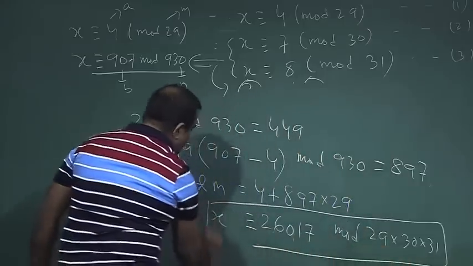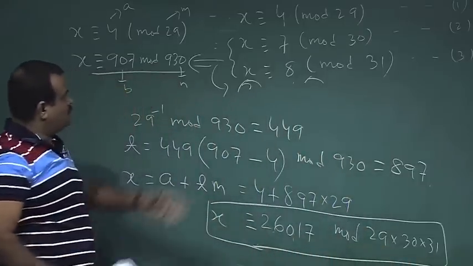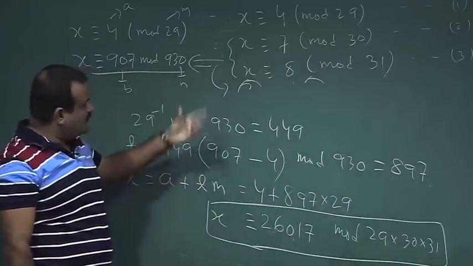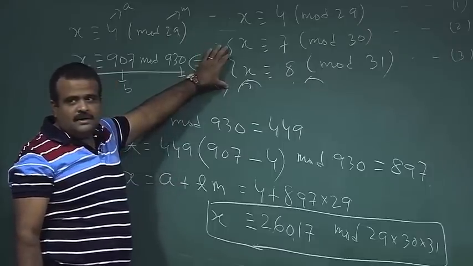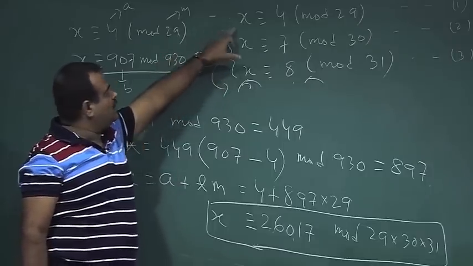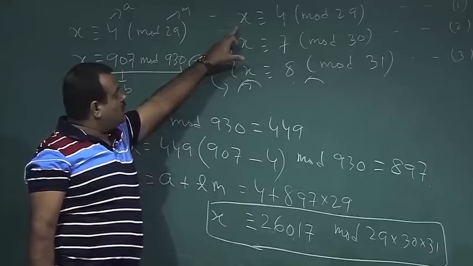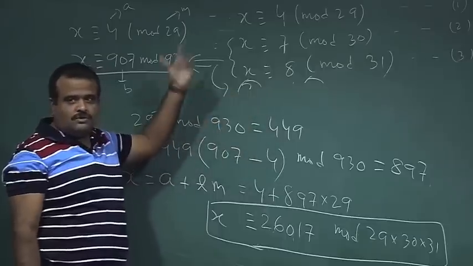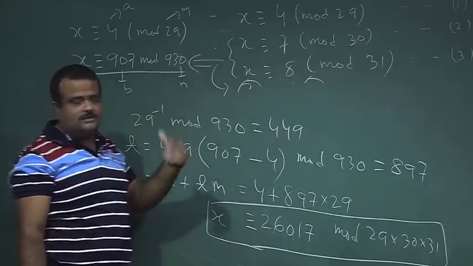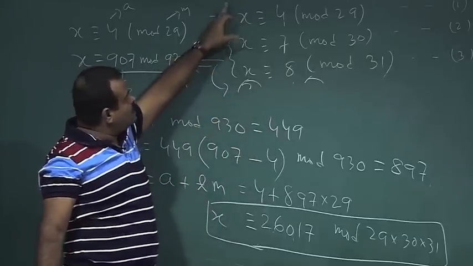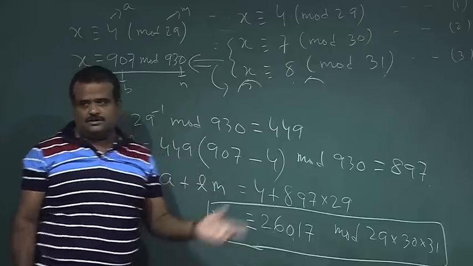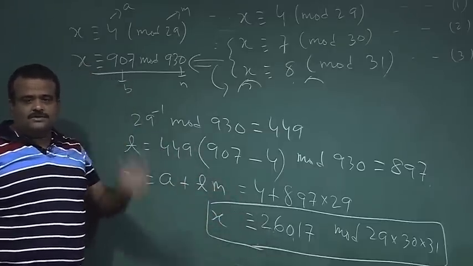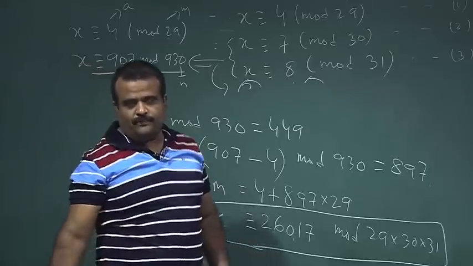So, this is the way we solve this system of equations. If you have three equations, we take two, then we solve it, and with that solution we again solve with this equation. So, this way we will continue. If you have more equations, we will continue this process. If you have another equation, we will just take that one with this and we will get the solution. So, that will give us the solution for the Chinese remainder theorem. Thank you.